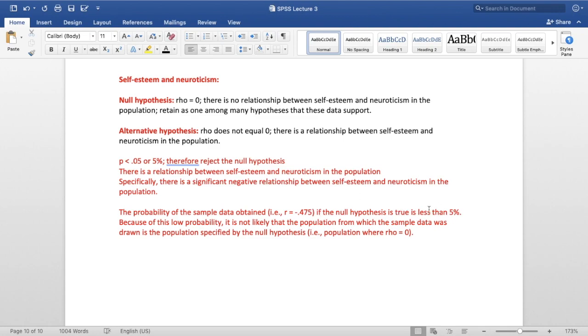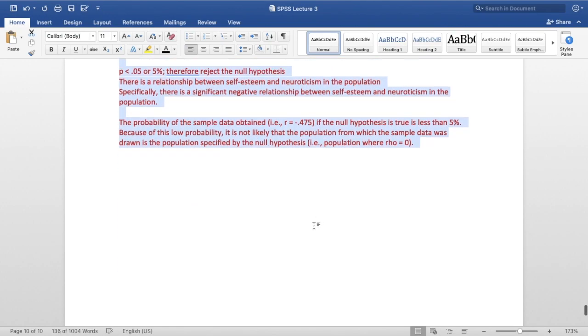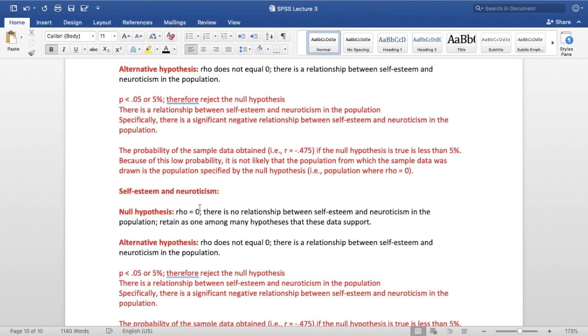If the null hypothesis is true, is less than 5%, because of this low or small probability, it is not likely that the population from which the sample data was drawn is the population specified by the null hypothesis. Okay, so remember, this is the reasoning behind our interpretation. Okay, so we have one more relationship to discuss. The relationship between openness and neuroticism.